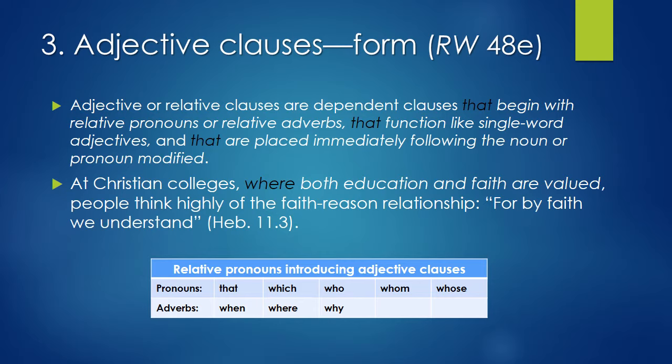Our third kind of clause is the adjective clause. Adjective clauses, also called relative clauses, are dependent clauses that begin with relative pronouns or relative adverbs that function like single-word adjectives and that are placed immediately following the noun or pronoun modified. As in this example, I have placed in black the word that because I have modified my main clause with three relative adjective clauses indicated by the word that, which is my relative pronoun.